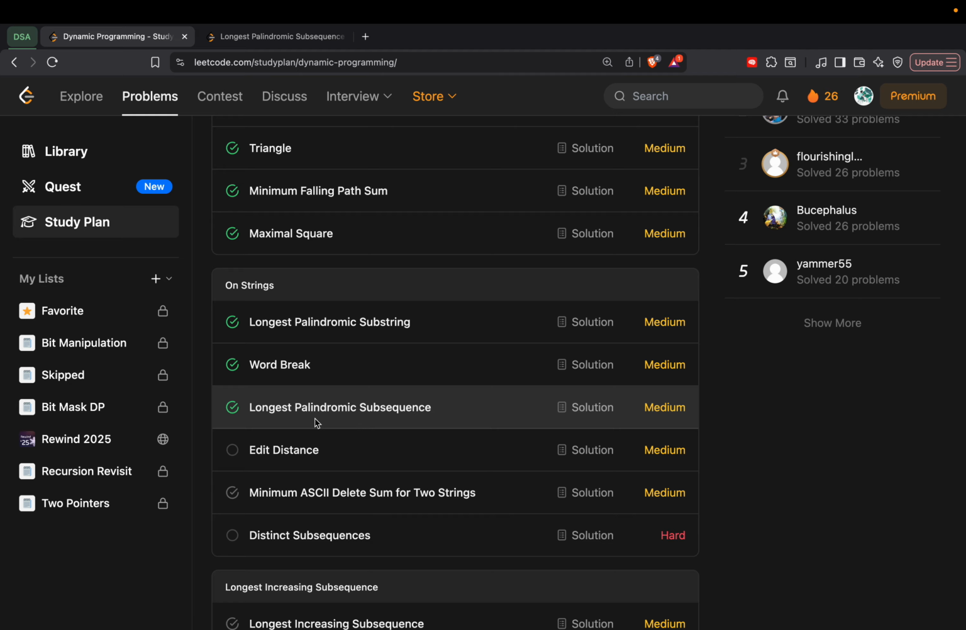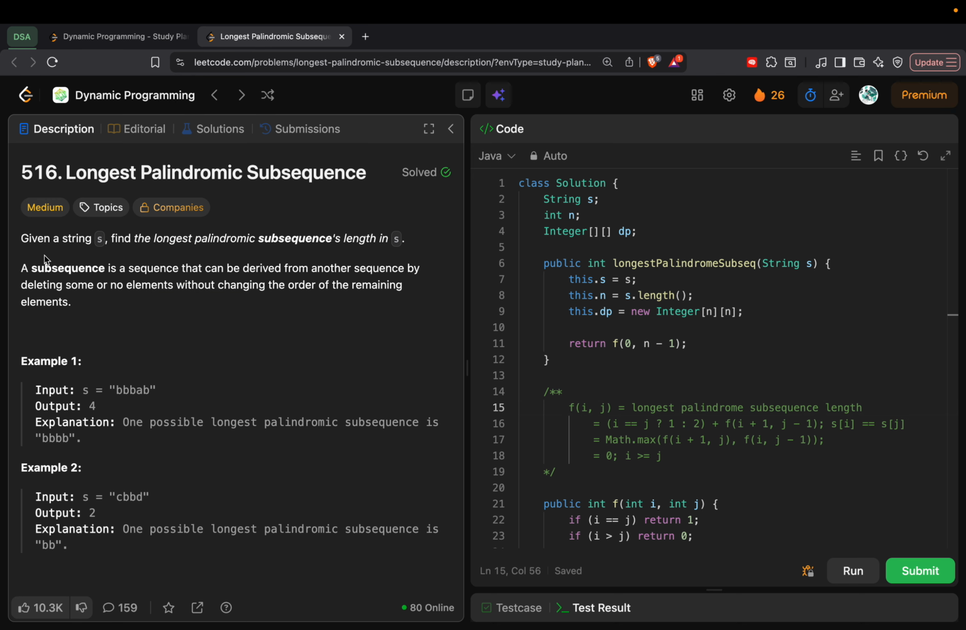Let's solve the 15th problem of the dynamic programming study plan. Longest palindromic subsequence. Given a string S, find the longest palindromic subsequence length in S. A subsequence is a sequence that can be derived from another sequence by deleting some or no elements without changing the order of remaining elements.